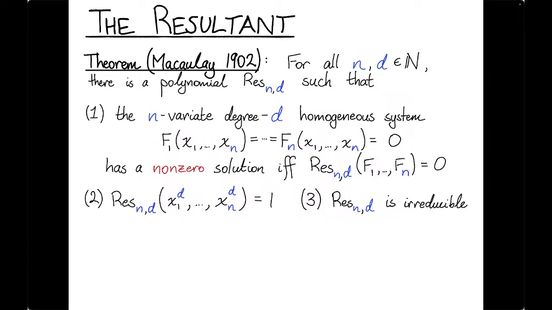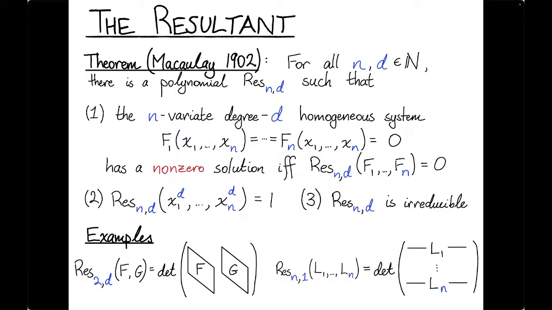Now, this resultant is kind of a complicated object, but I claim you've seen it before. In the case of two polynomials of degree d, you all know this resultant. It's the determinant of these two parallelograms I showed you earlier. And if you have n polynomials that are all linear, this is just the determinant of their coefficient vectors. So really, the resultant is a generalization, on one hand, of this bivariate resultant you might have seen before in an algebra class, and on the other hand, of the determinant.